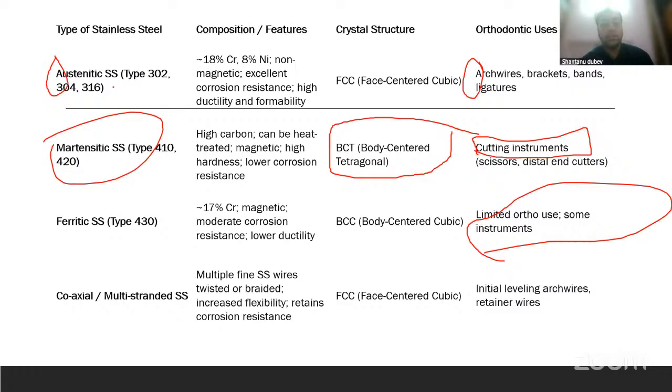For austenitic, imagine austenitic arch wires will be there in the patient's mouth for, I don't know, at least for three months, maximum 1 to 3 months. If it starts rusting there, the corrosion resistance properties are not that good, then what happens?